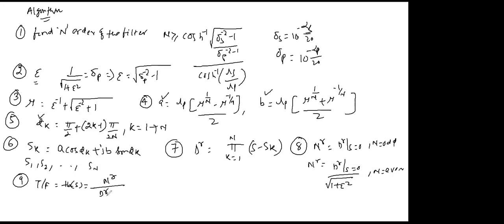Is that clear to all of you? This is the complete algorithm for the Chebyshev filter. Okay. You have to remember this complete algorithm to find the transfer function of a Chebyshev filter. Clear?